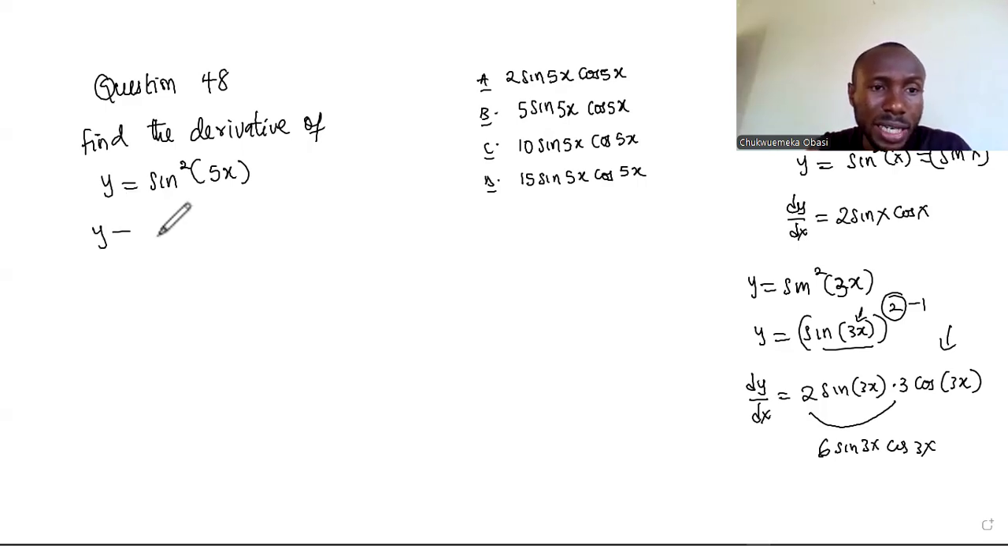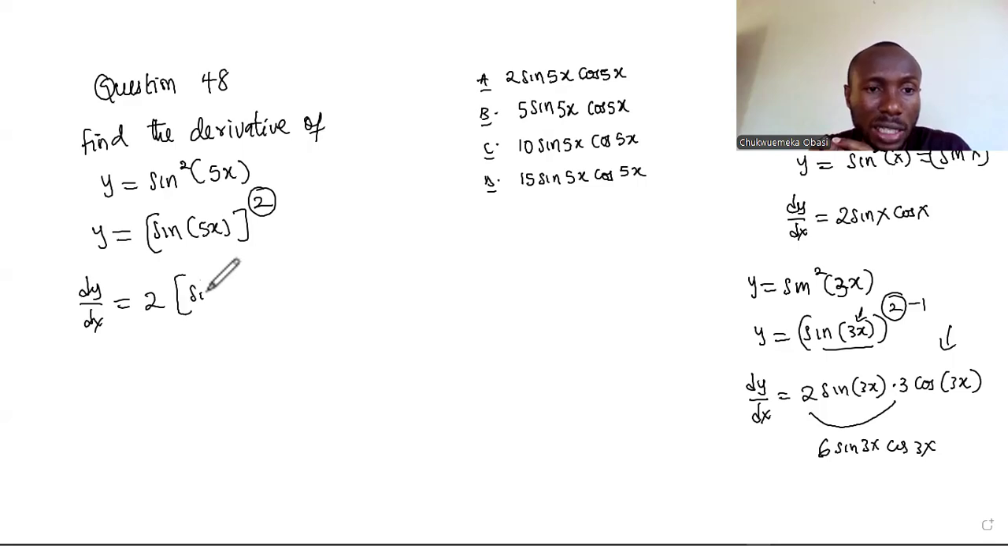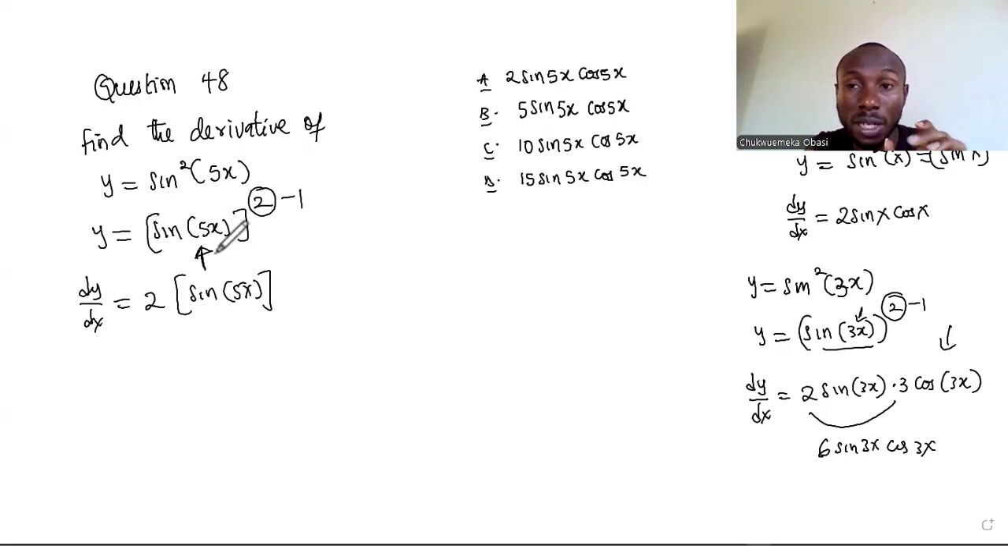This is the same as writing sine 5x all squared. To differentiate this function, the first thing to do is that the 2 here multiplies the base, so you have 2 into sine 5x. Then when you remove 1 from this 2, you have 1, so there's no need writing 1, it doesn't make sense, so I remove it. Now the next thing after you've differentiated this function is to differentiate the inner function, which is sine 5x. You should know how to differentiate sine 5x itself, because we will solve problems similar to that.